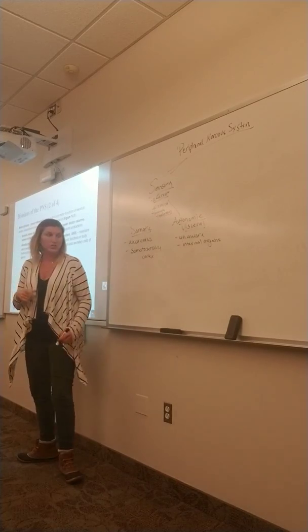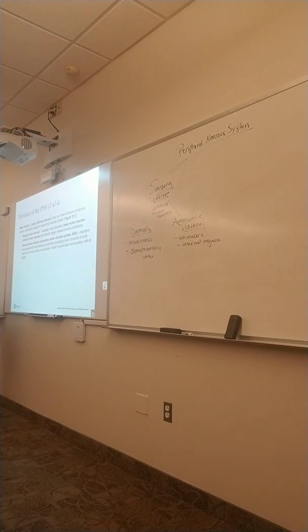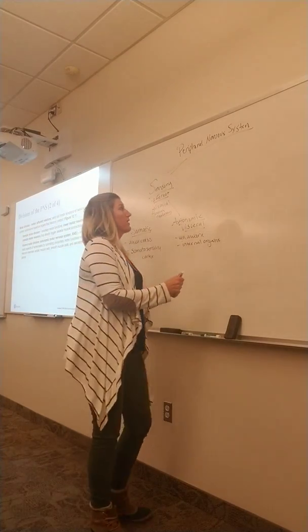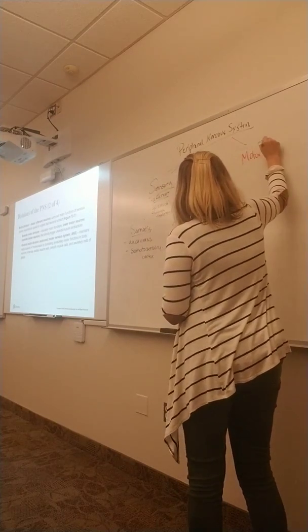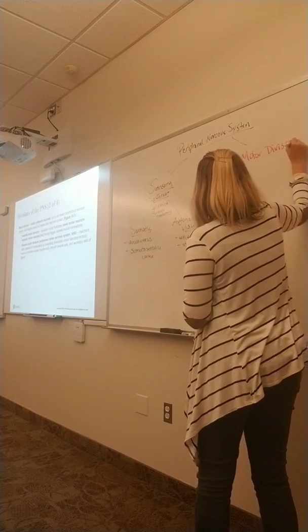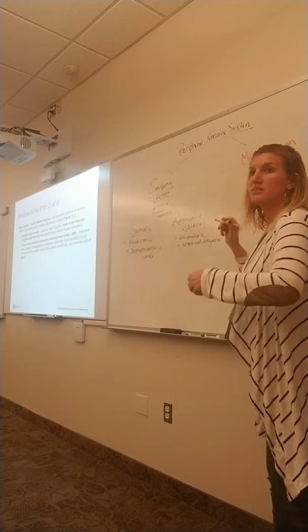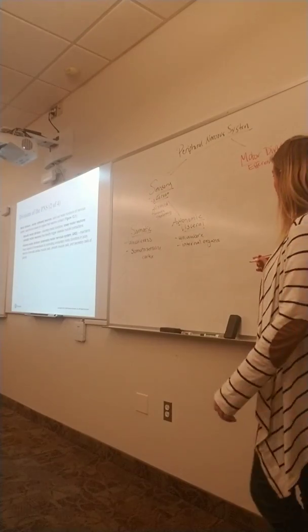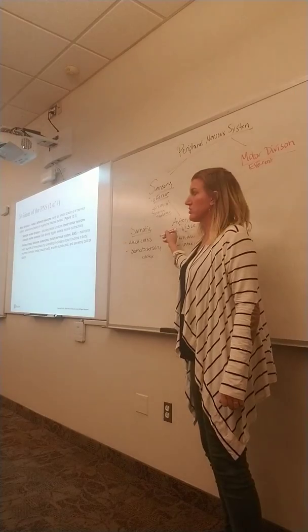Our motor division is the other piece. So whereas our sensory division is the afferent, our motor division is the efferent, right? Right, so efferent. These fibers exit the spinal cord on the anterior side. Remember that, all the motor information's on the front. And just like our sensory, we can break it down into somatic and visceral.